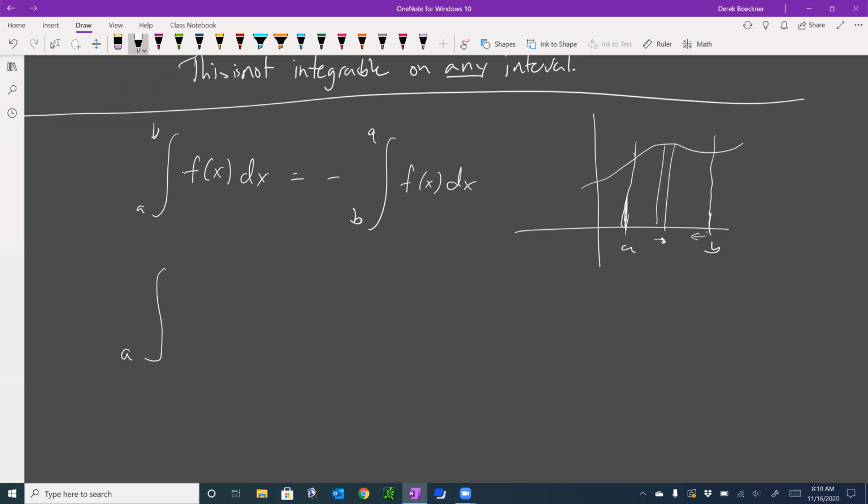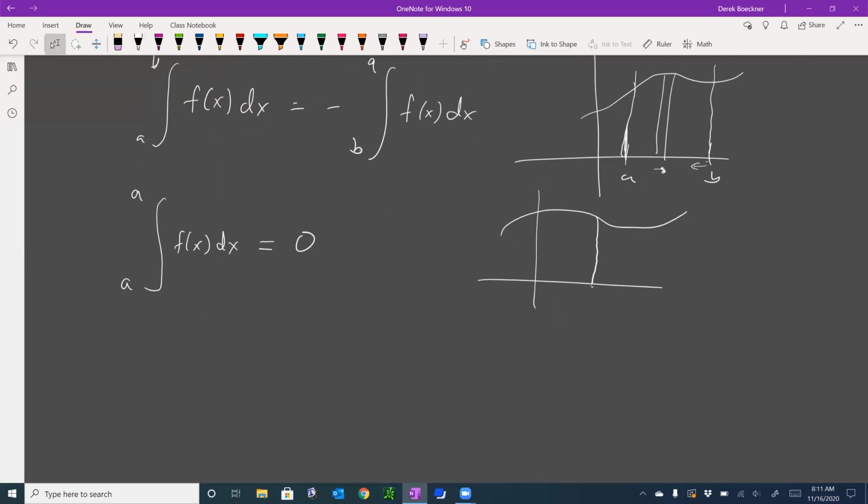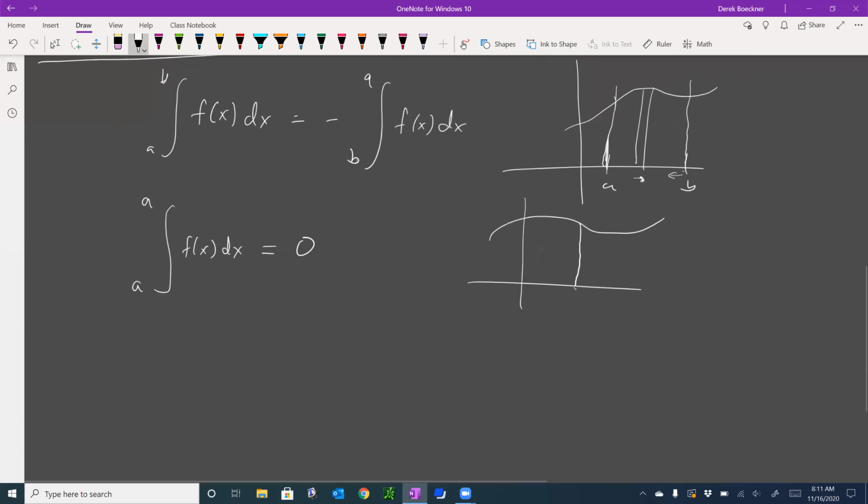But if I go from A to A, f of x, what should the area under the curve be? I start here and I stop there. How much area did I go through? 0. Yeah. So the interval from A to A is 0, no matter what the function. As long as the function is integrable, we'll say that. But this is probably true even if it's not integrable, because it just doesn't make any sense.